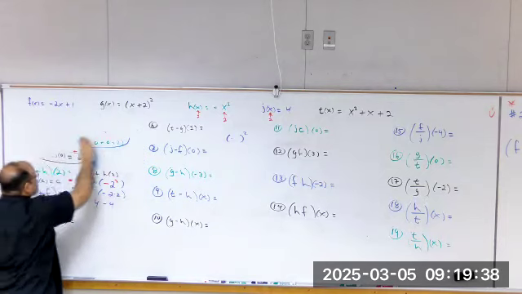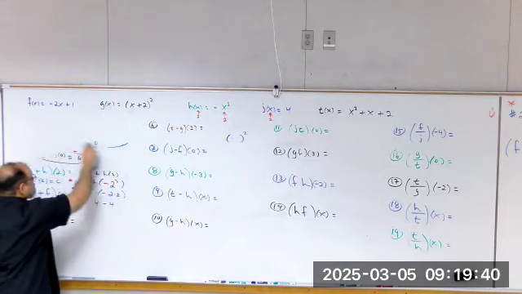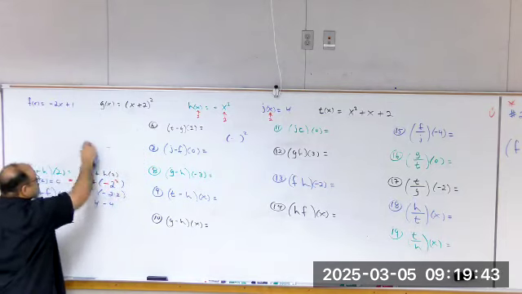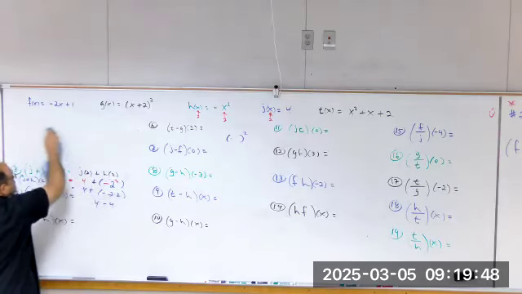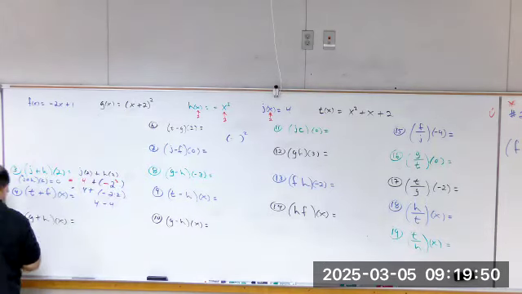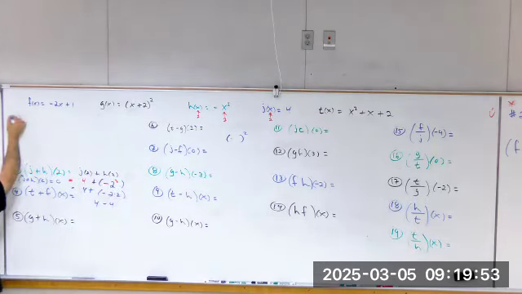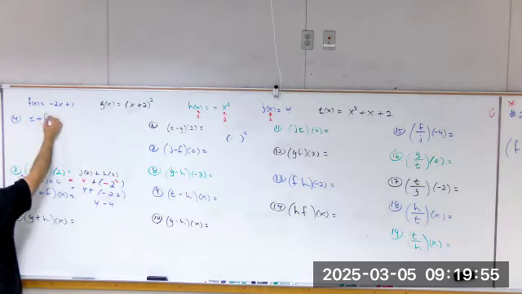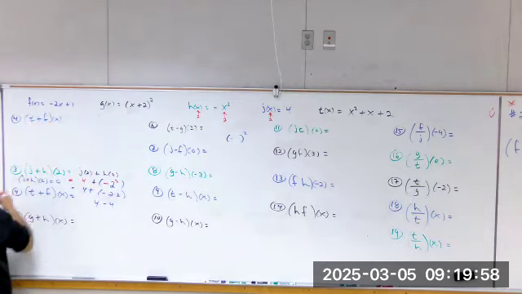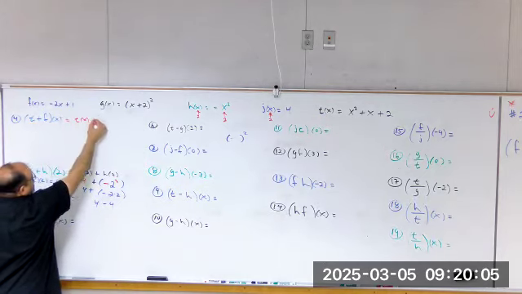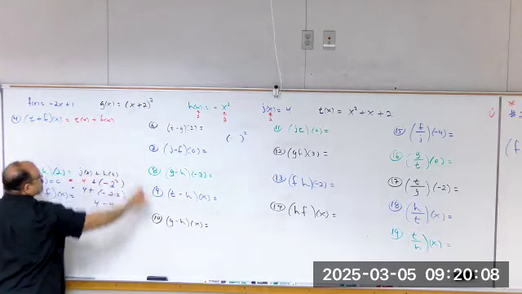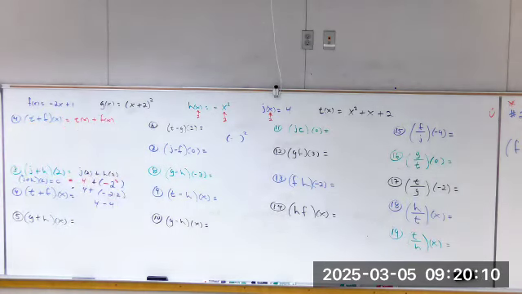Number 4 doesn't have any numbers, it's just that. T of x plus f of x. First step: rewrite.